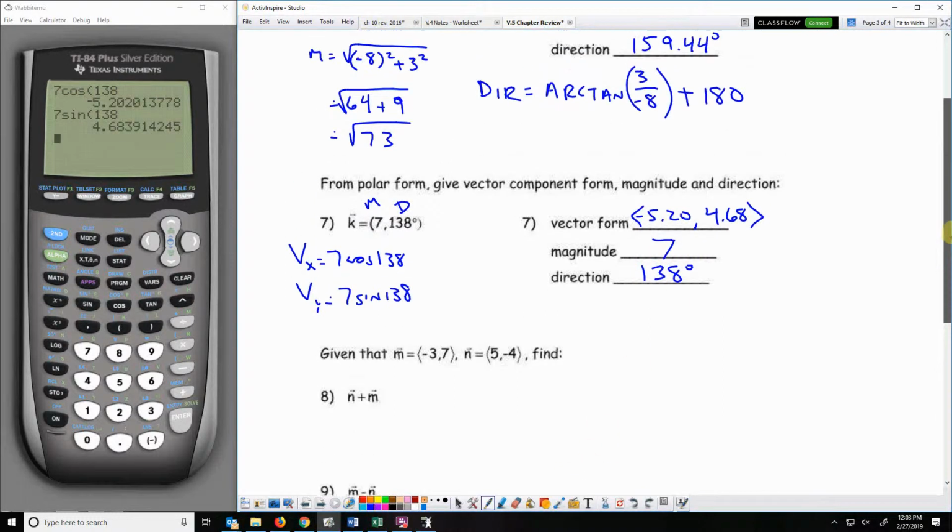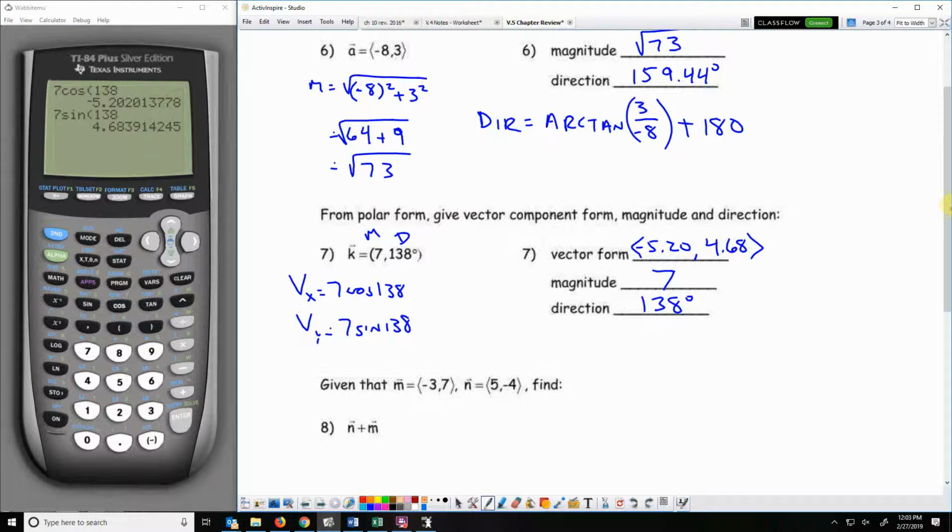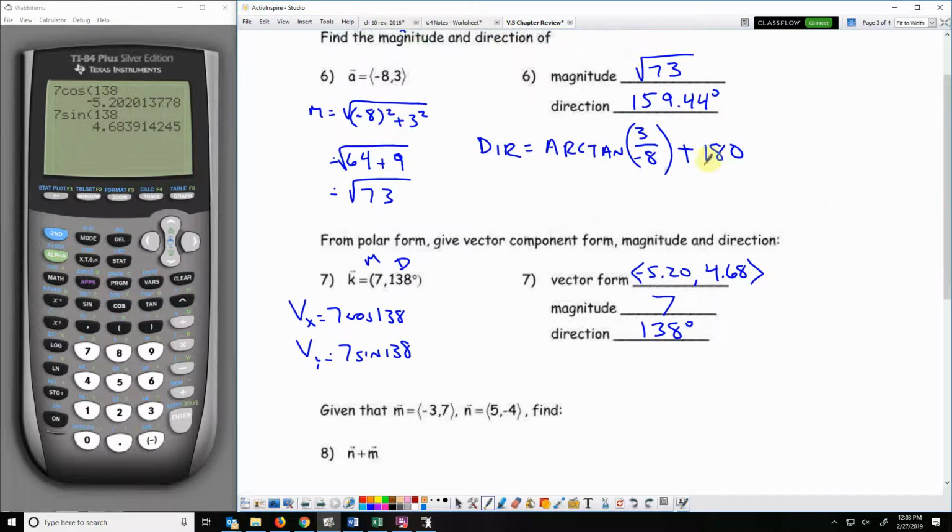I'd like to go back up here and just make sure that I show you how this works. So arctan, that's the inverse tangent, of 3 over negative 8 plus 180 is 159.44 degrees.